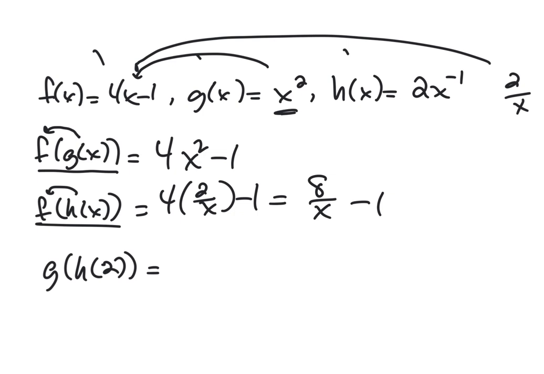Now, last one. Instead of g of h of x, they're saying g of h of 2. They're giving you a number. Two ways to do this. I'm going to show you both ways. You pick the way you like better. I know which one I do, but I'm not going to tell you that right now.